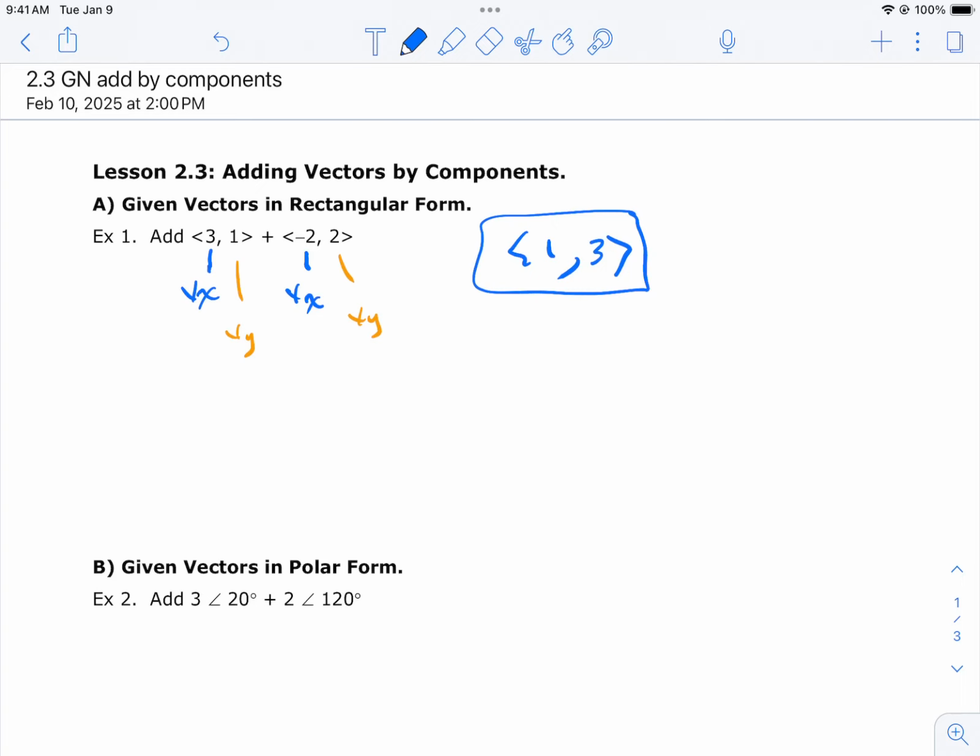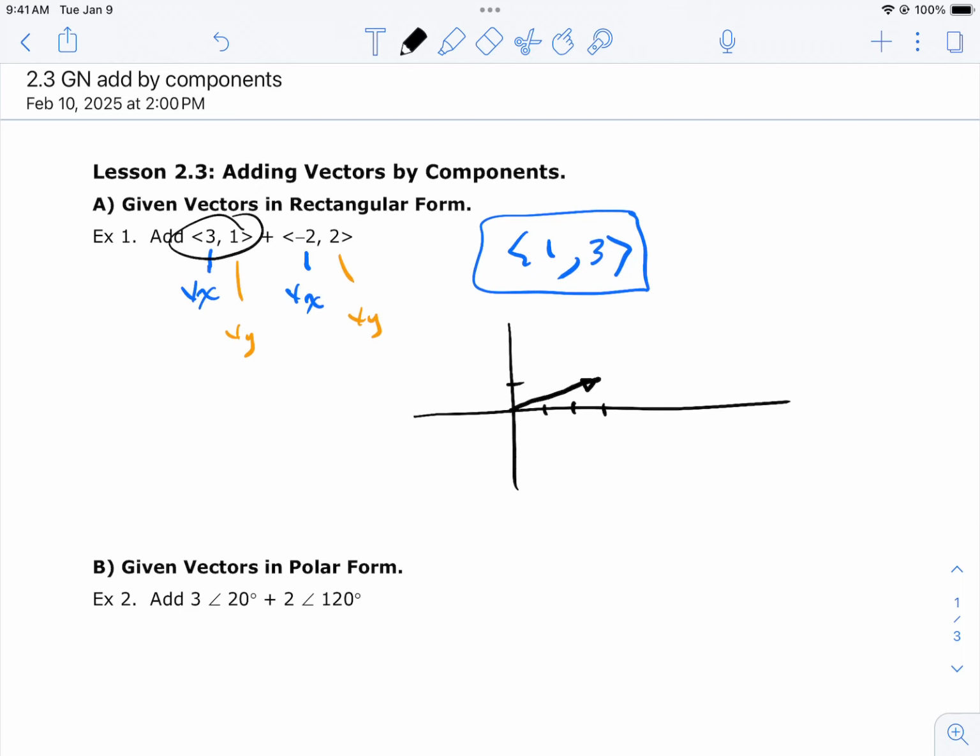Now let me just maybe prove that to you a little bit. So just start making a grid here. The vector 3 comma 1, what's that mean? It means two things. It means go in the x direction 3, but also go in the y direction 1. So if you go in the x direction 3 and the y direction 1, you end up at the point 3 comma 1. And when you draw that from where you started to where you ended, that would be the vector 3, 1.